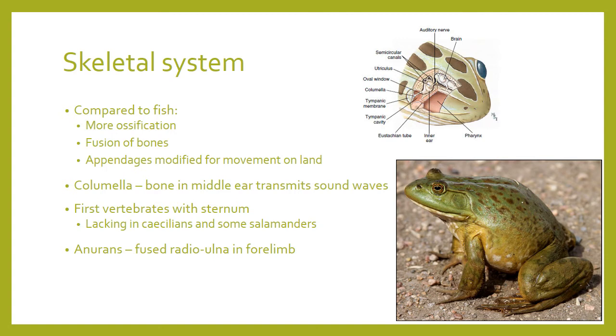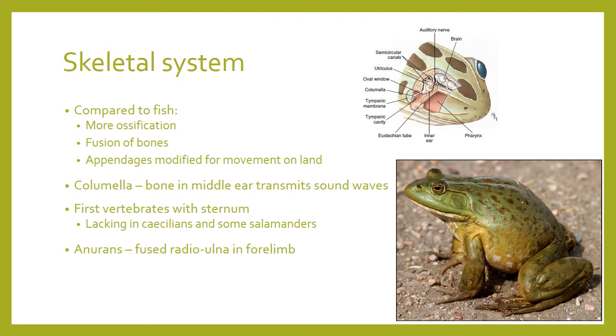The skeletal system is different from fish in a couple different ways. It's more ossified, meaning more bones are fused, so it's stronger in a way, and that's to deal with the increased pull of gravity on land as opposed to water. There are some appendages that are modified for movement on land. Fish have fins to swim, but on land, swimming doesn't work. So they've got their limbs, like arms and legs, or hind legs and forelegs.